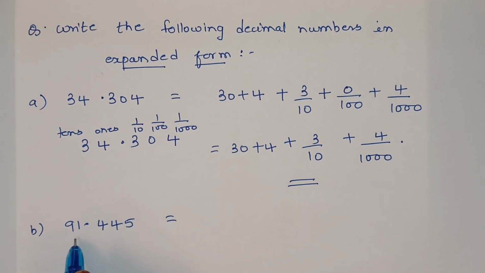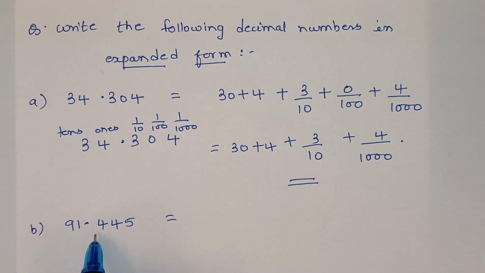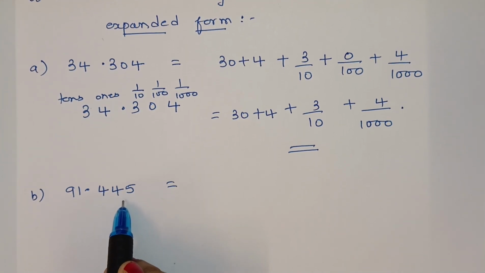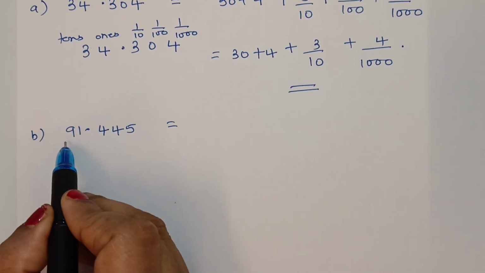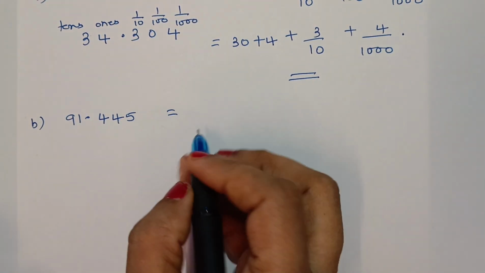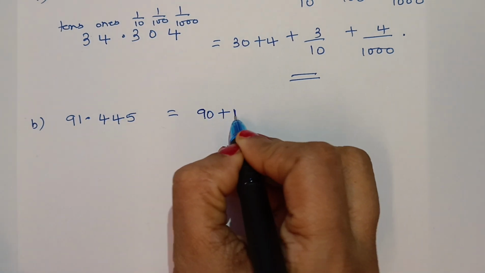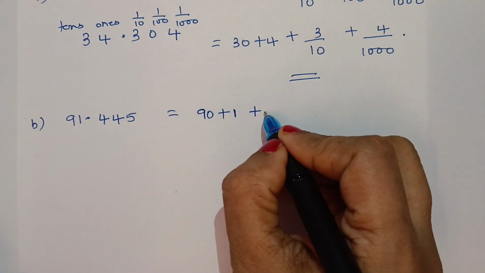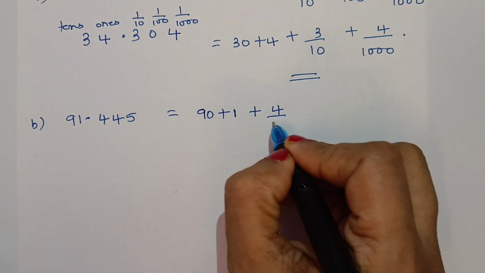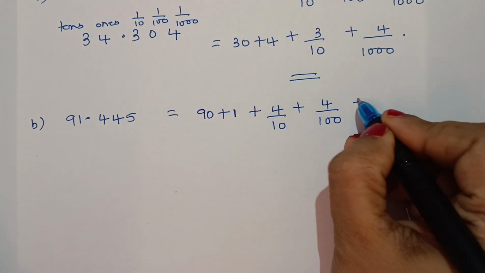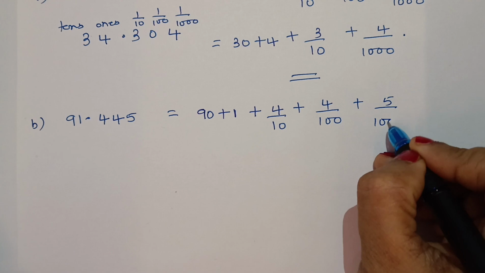91.445. Ones, tens. 10th, 100th, 1000th. So after the decimal point, these are called the fractional part, and this is the whole number part. So let's see expanded form. 90 plus 1. Now tell me, after this what should I write? Very good. 4 by 10, 4 by 100, 5 by 1000.